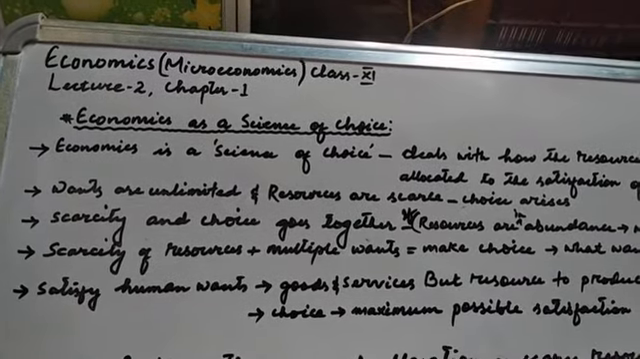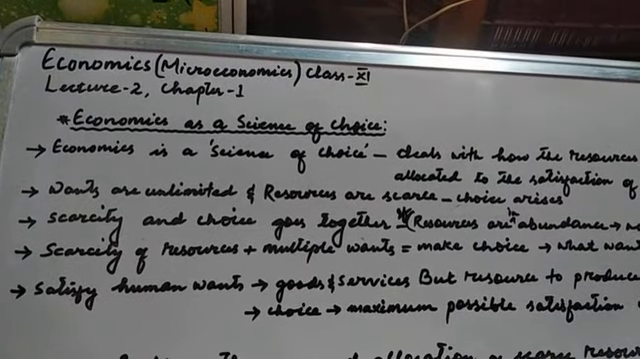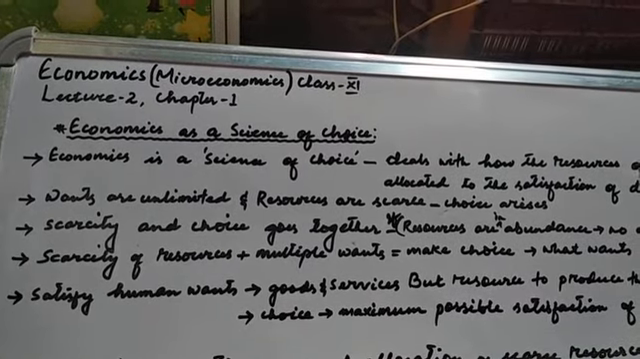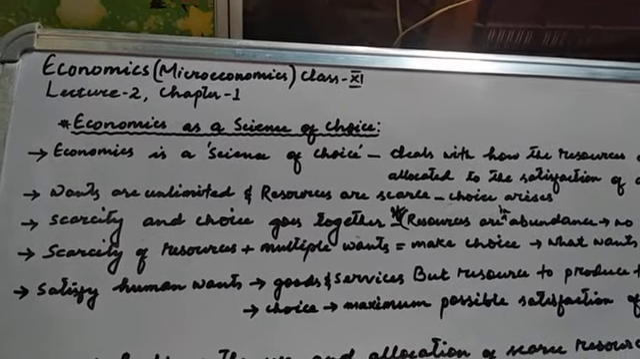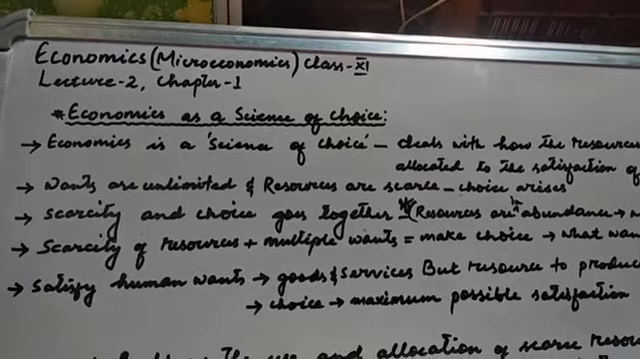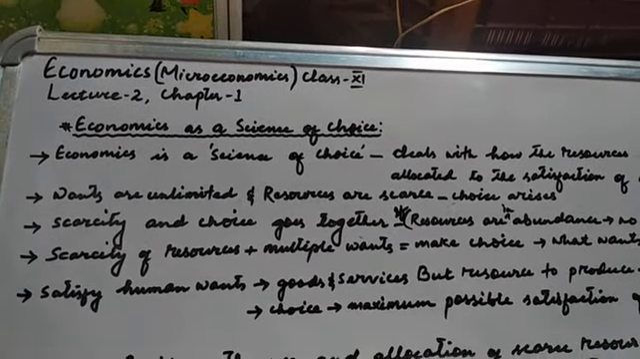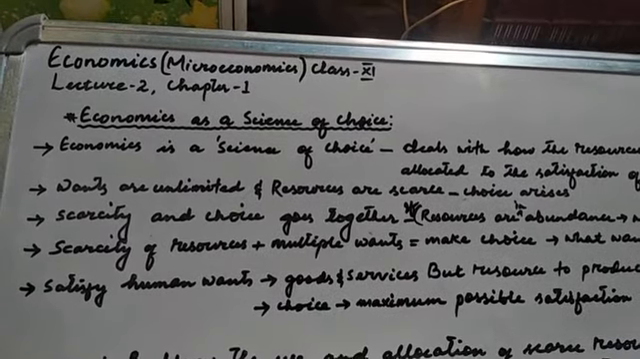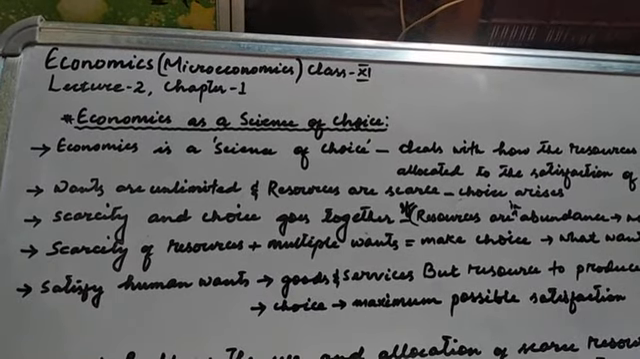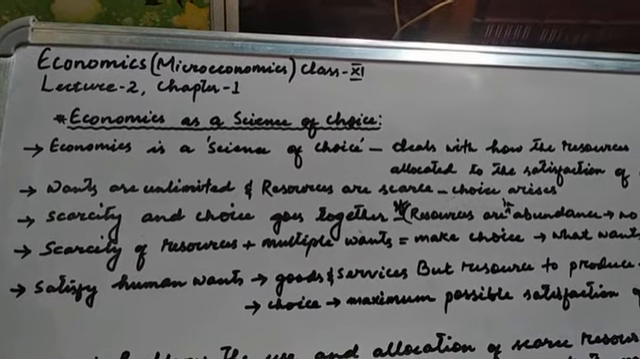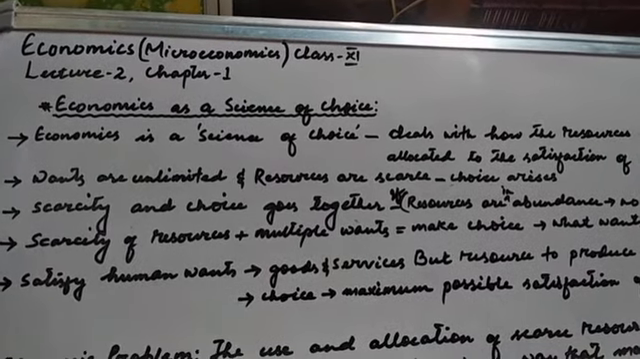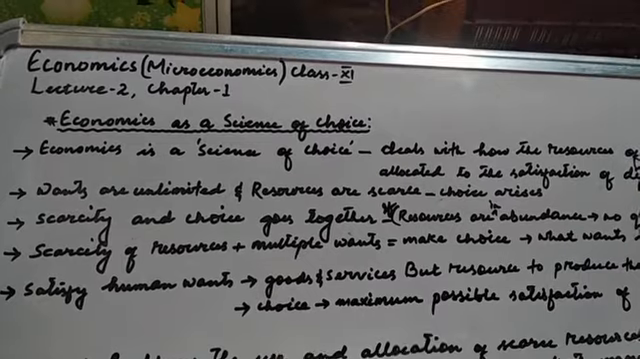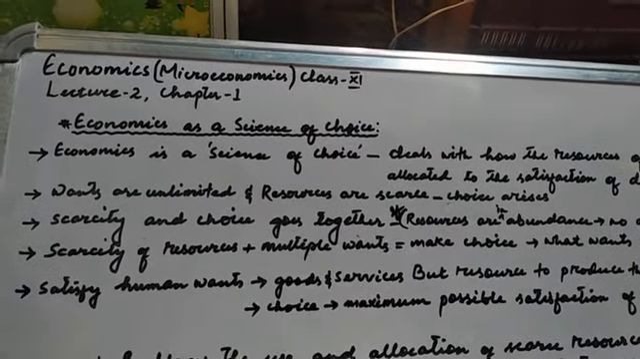We have discussed above that resources are limited and human wants are unlimited, and because of that many problems arise in the economy. We have discussed various problems that arise due to the limitation of resources and the multiple wants of individuals. So today we will discuss the topic economics as a science of choice.